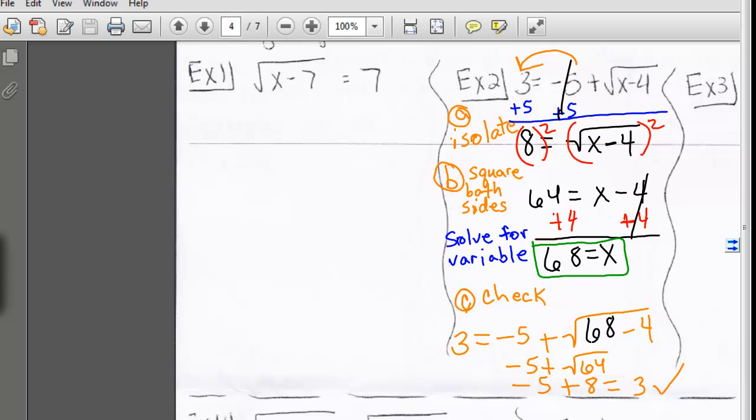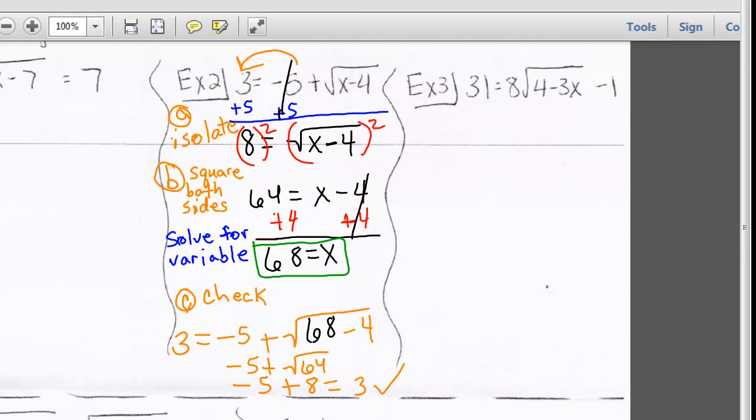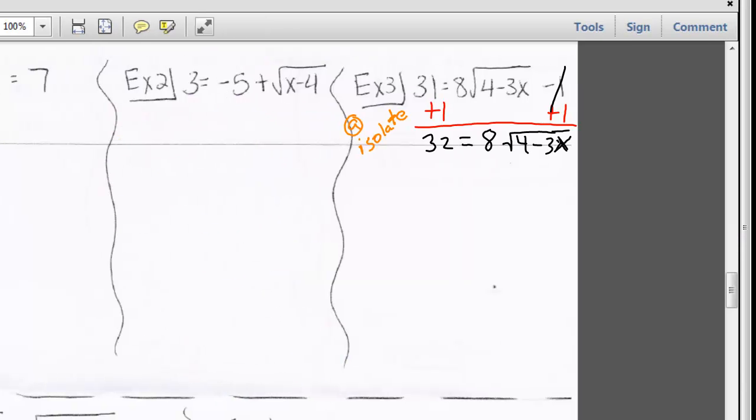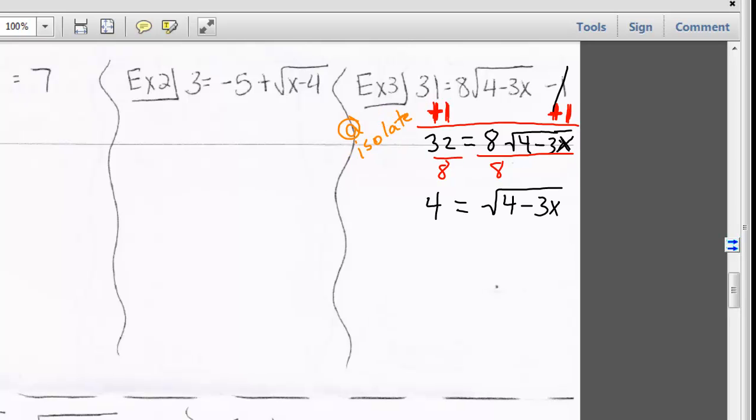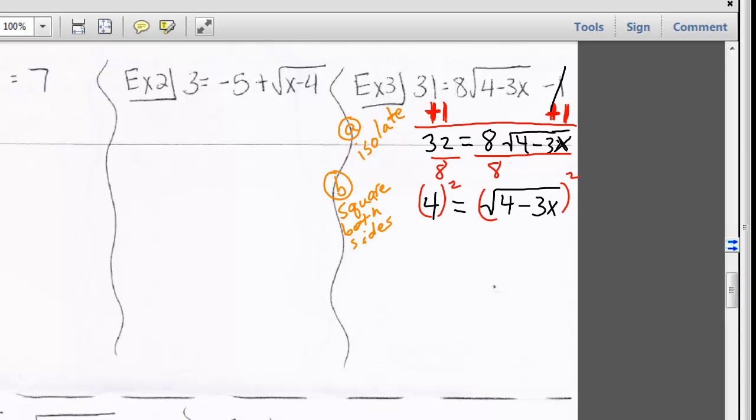Look at example 3. 31 equals 8 times the square root of 4 minus 3x, minus 1. We isolate the radical first by adding 1 to both sides. We get 32 equals 8 times the square root of 4 minus 3x. There is still an 8 in front of the radical that is multiplied, so we divide both sides by 8. The radical is isolated. Square both sides.